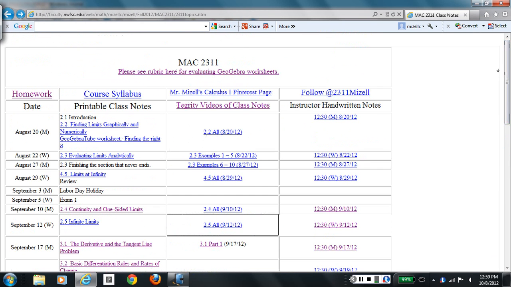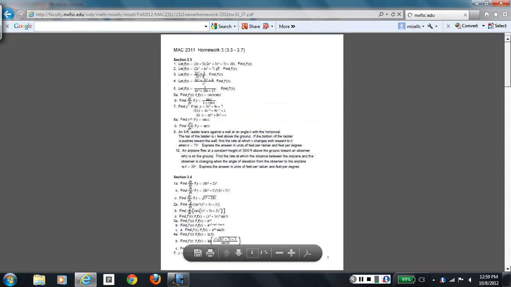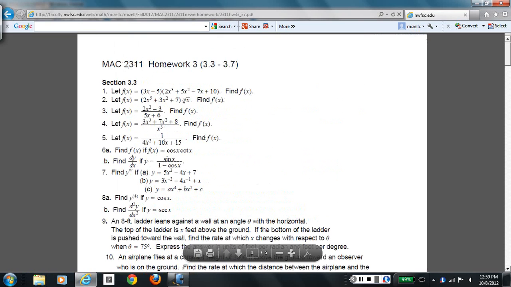Let's see what this looks like. So homework 3.3 through 3.7. 3.6, 3.5, 3.4. 3.3 was not on the last test, was it? Or was it? No, it was not. Oh yeah, okay. So we need 3.3 also.